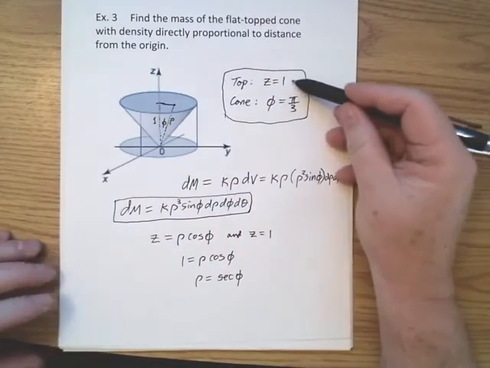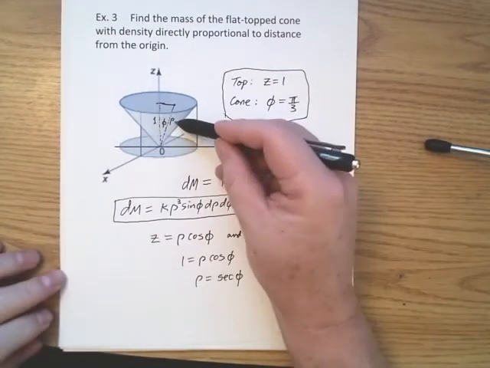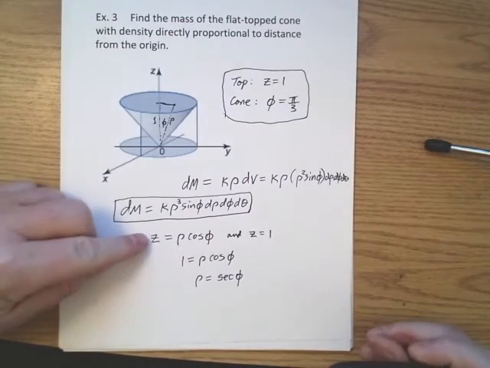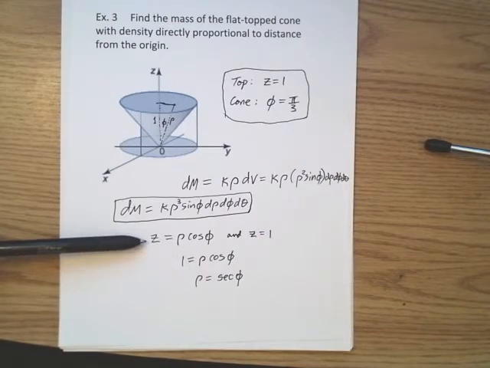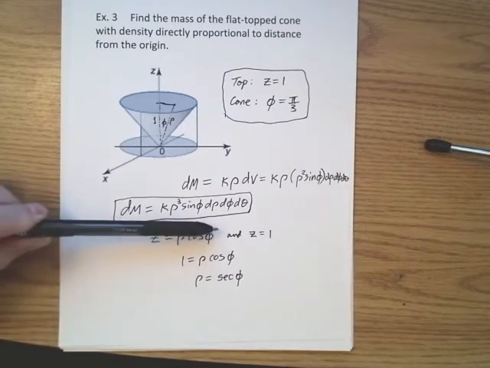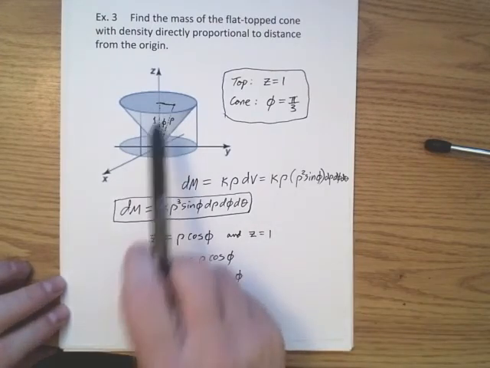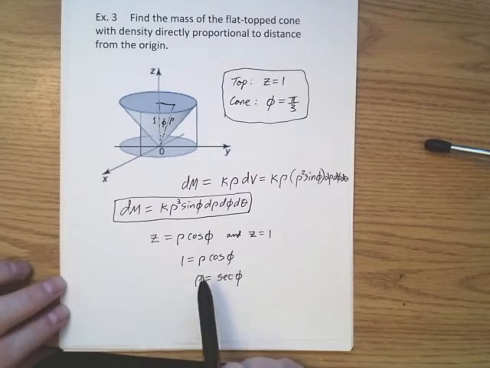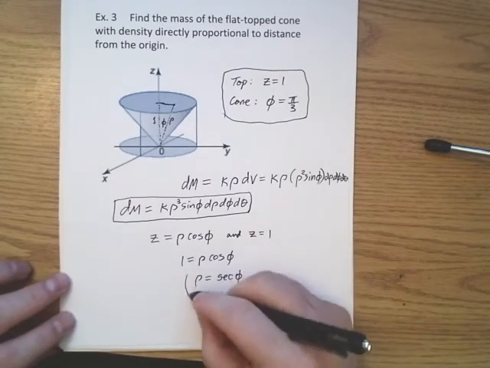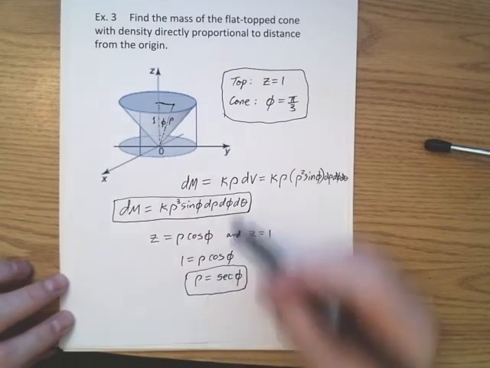Because it lies on the plane z equals 1 here. So now I can get rho in terms of phi. You remember in general that z in spherical coordinates has the property that z is rho times the cosine of phi, and I'm intersecting that with z equals 1, so for points on that plane, 1 equals rho cosine of phi, and therefore rho is 1 over the cosine of phi, or rho is equal to the secant of phi.